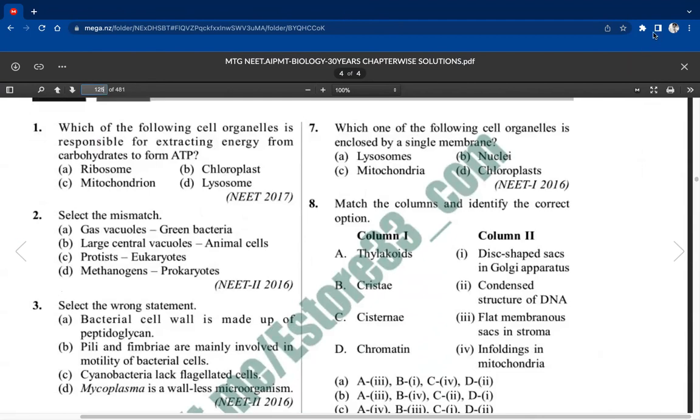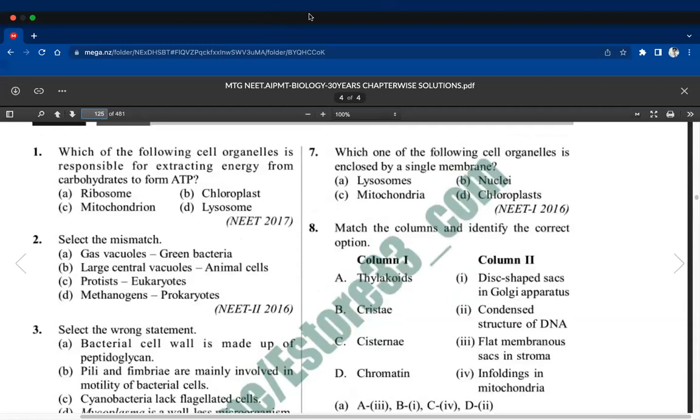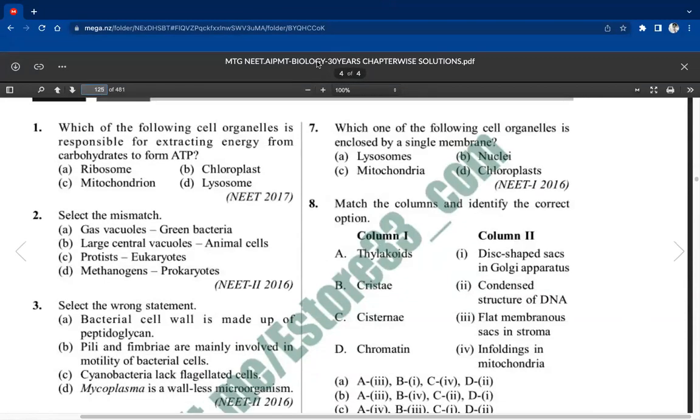Iram, you read it. Let's start. You read the question and the options. Don't give me the answer out loud. Write the answer in the chat box, just to me, not to everyone, so that Aisha can also write separately. Again, to avoid cheating. Okay, read, Iram. Which of the following cell organelles is responsible for extracting energy from the carbohydrates to form ATP? Options are ribosomes, chloroplast, mitochondria, lysosome.